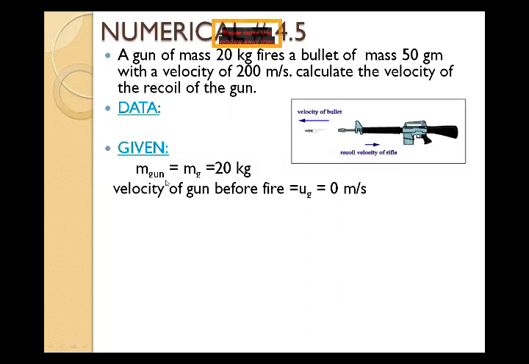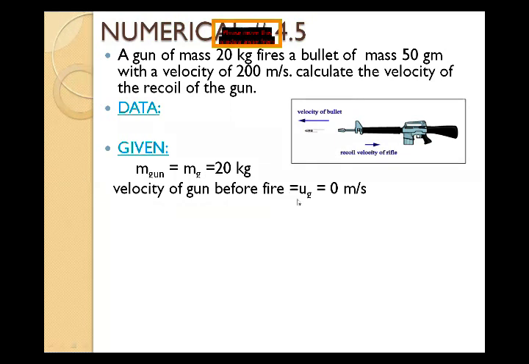The mass of the gun I represent by M, and we write G for the gun. So whenever I write mg, it means the mass of the gun. The mass of the gun is 20 kilogram, and we write it here. The velocity of the gun before fire is ug, and remember that G stands for gun. The velocity of the gun before fire is 0 meter per second.